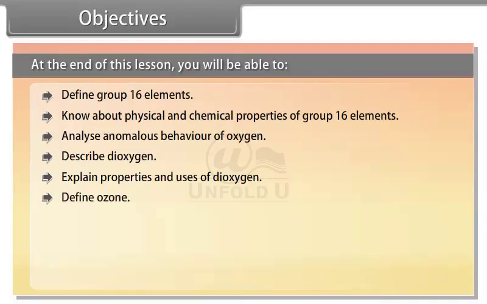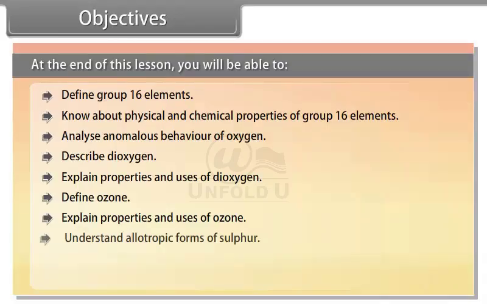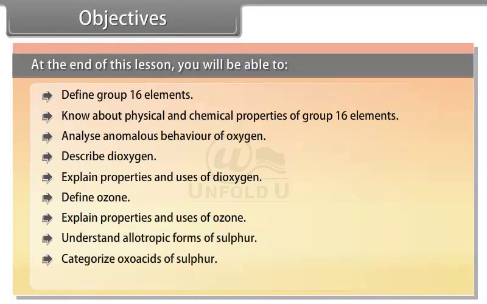define ozone, explain properties and uses of ozone, understand allotropic forms of sulfur, categorize oxoacids of sulfur, explain sulfuric acid. Group 16 elements, the oxygen family.